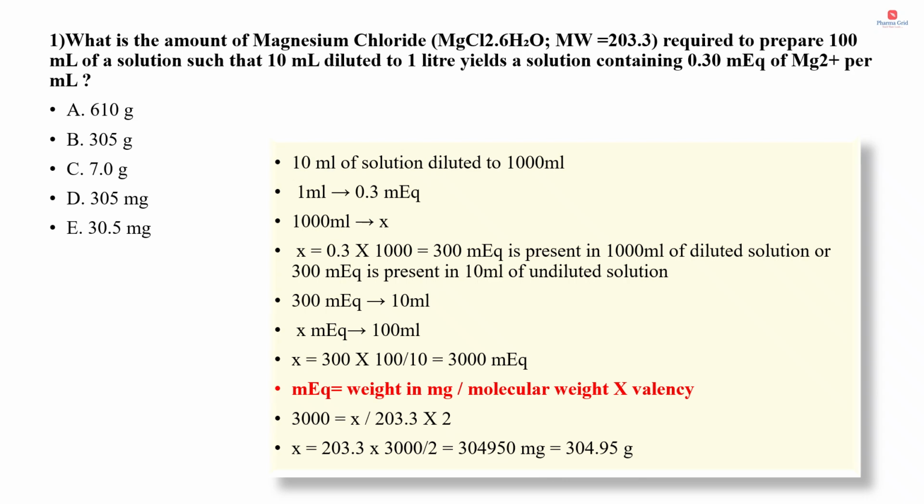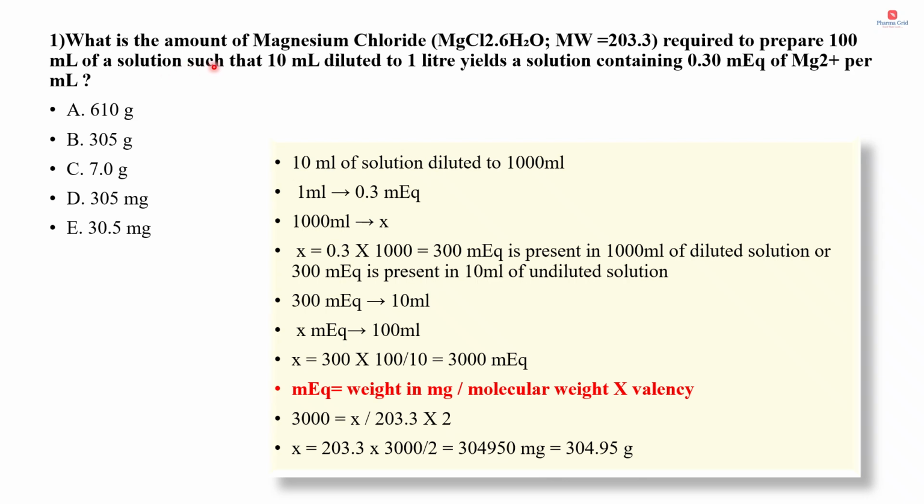So today we are going to discuss some calculations related to milliequivalents. Starting with the first question, what is the amount of magnesium chloride having molecular weight 203.3 required to prepare 100 ml of a solution such that 10 ml diluted to 1 liter yields a solution containing 0.30 milliequivalent of magnesium per ml. So read the question carefully.